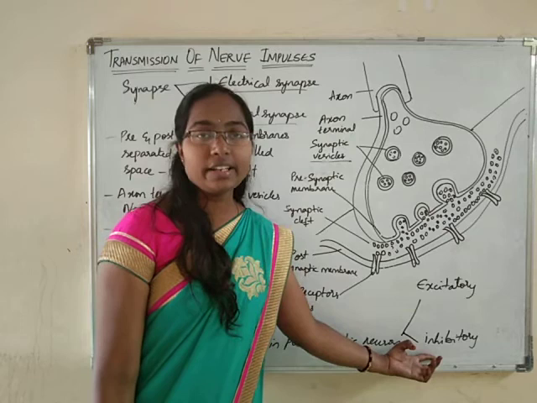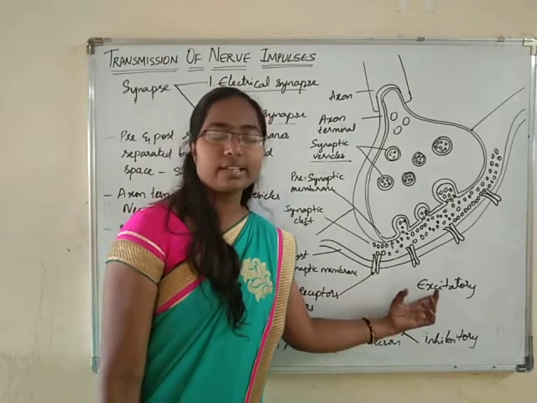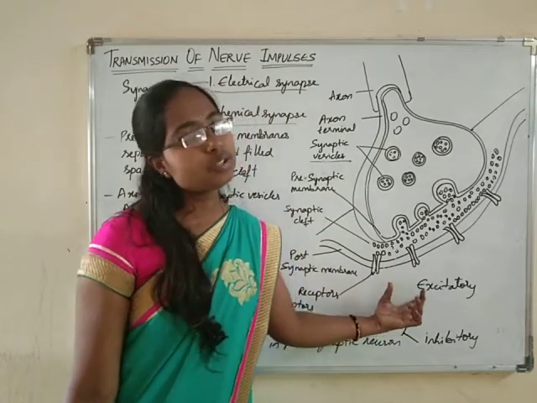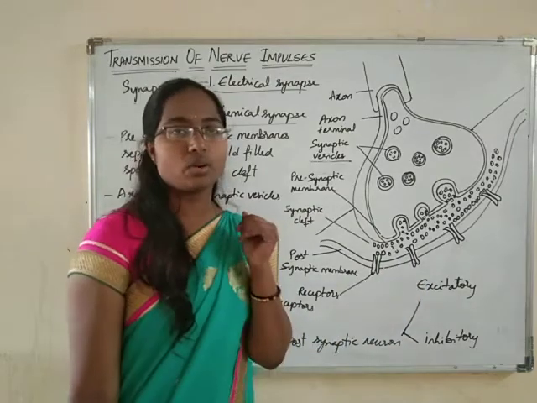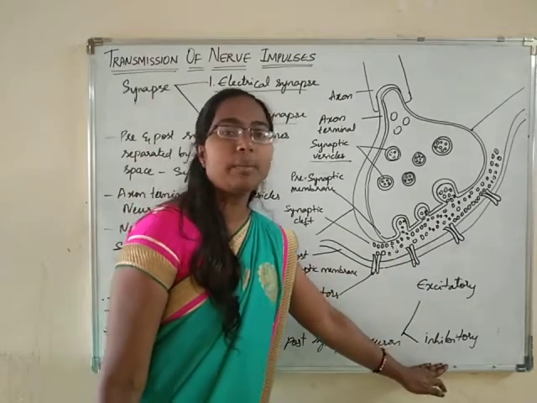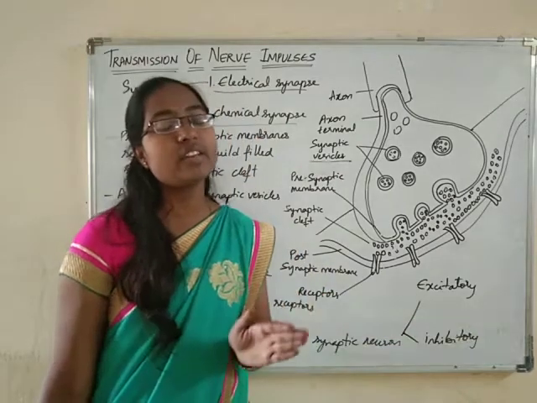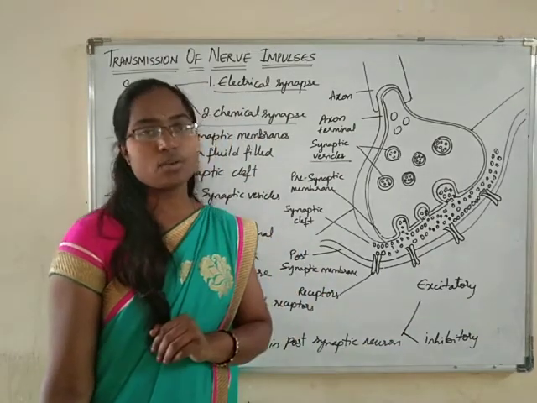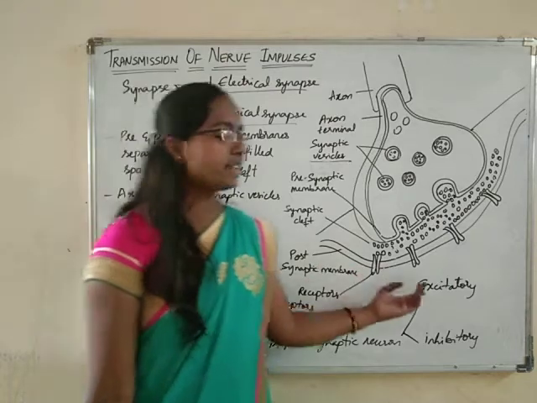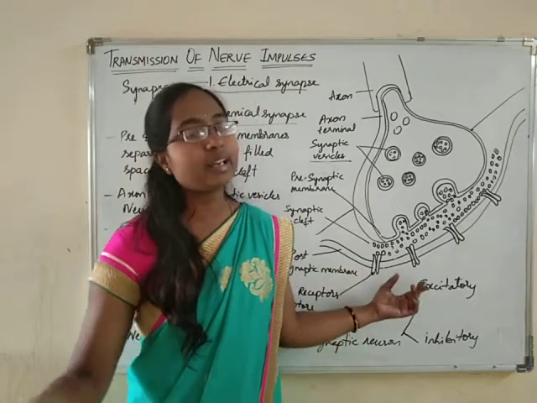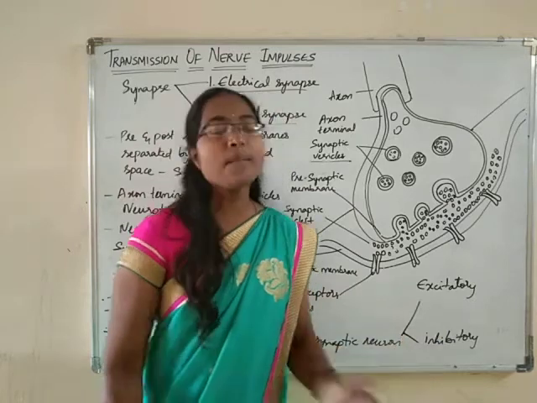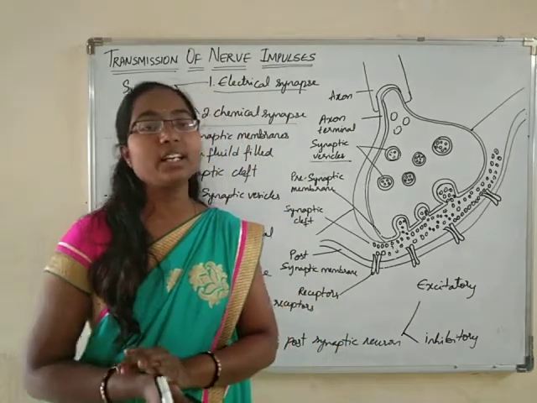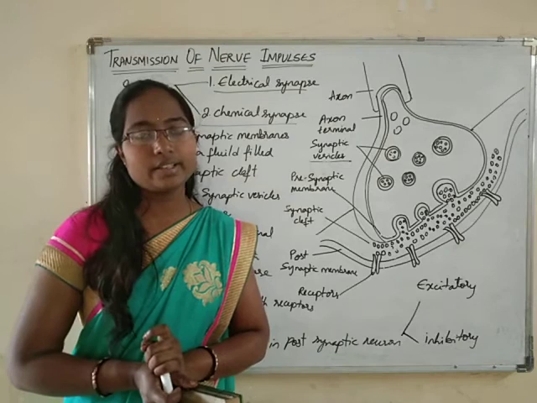If it's an excitatory nerve impulse, then the postsynaptic neuron will conduct the impulses into the next neuron. If it's an inhibitory nerve impulse, then the nerve impulse will end within the postsynaptic neuron only. If it's excitatory, it will be conducted into the further neurons. If it is inhibitory, the impulse will stop inside the postsynaptic neuron itself.